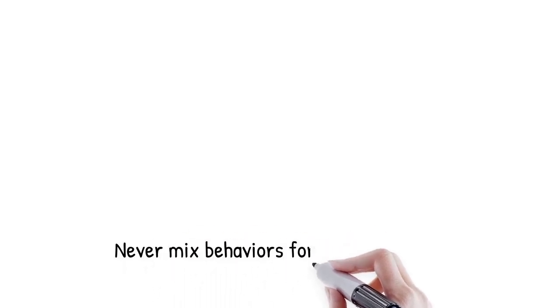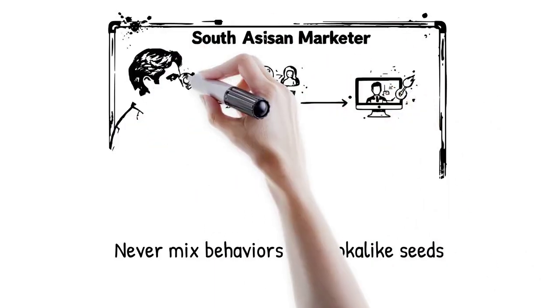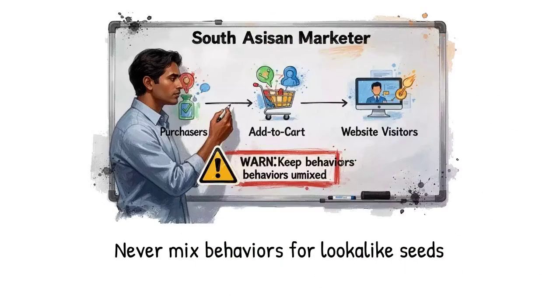Golden rule: never mix behaviors. A purchasers plus add-to-cart plus website visitors seed confuses the algorithm. One seed equals one intent equals one lookalike.